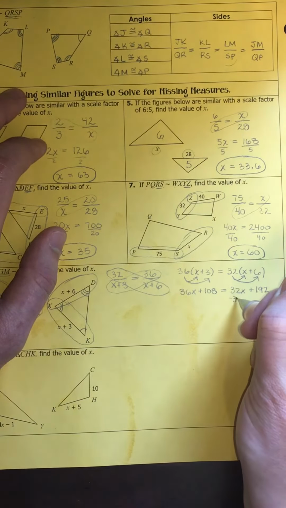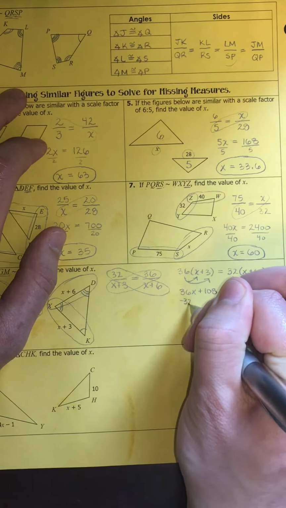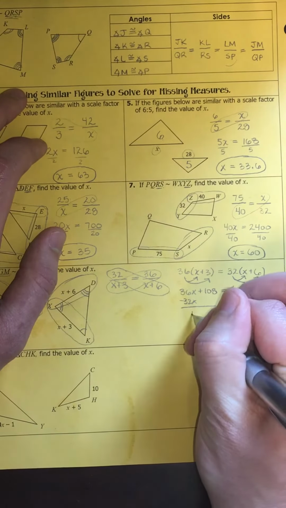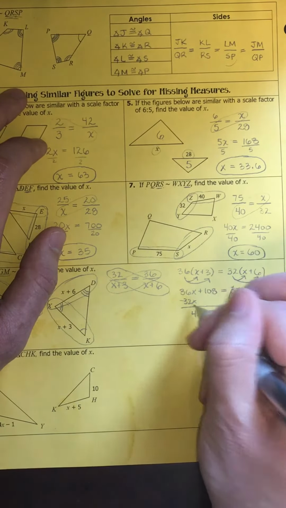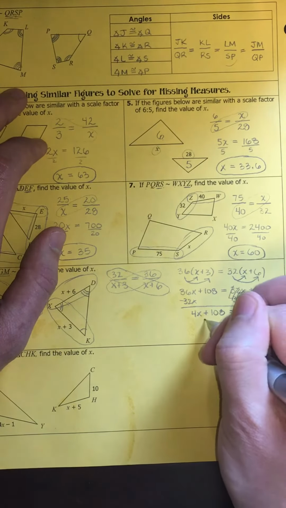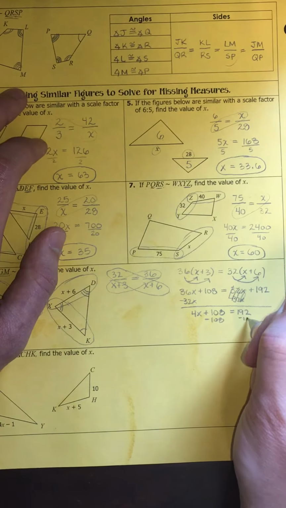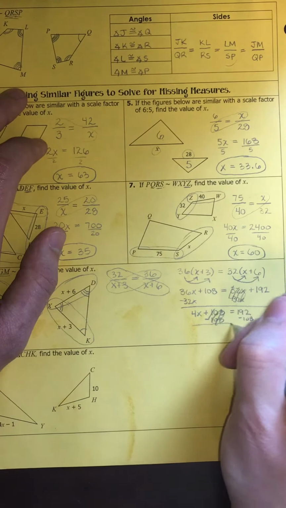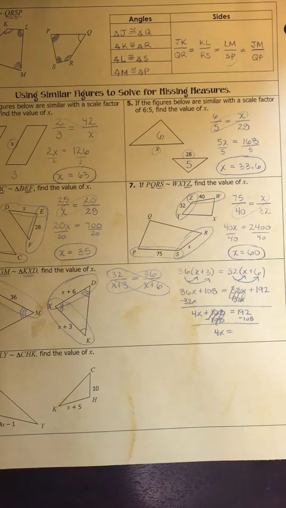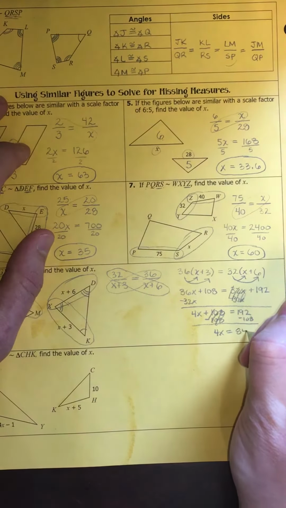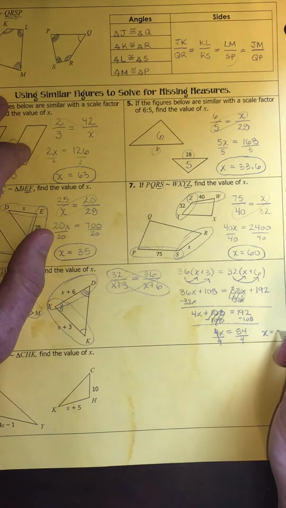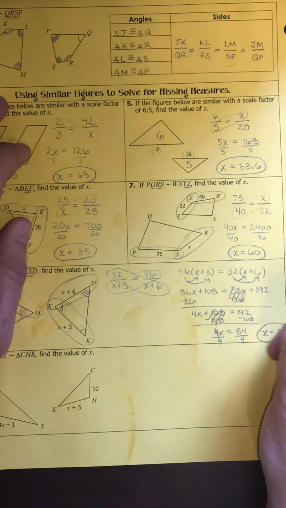So I'm going to subtract off 32x on both sides. Cancels out on the right. And I'm left with 4x. 36 minus 32 is just 4. Plus 108, all equal to 192. I'm going to subtract off 108 on both sides. And I'm left with 4x, all equal to, let's see, 192 minus 108, that's 84. And if I divide both sides by that 4, I get that x is equal to 21.